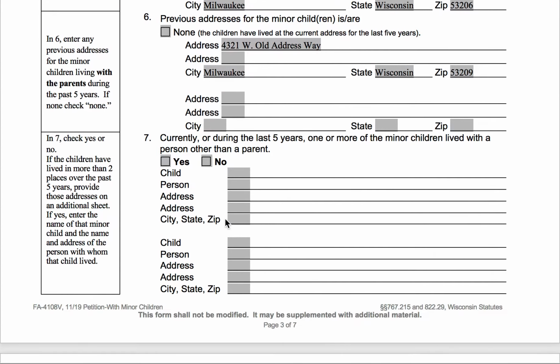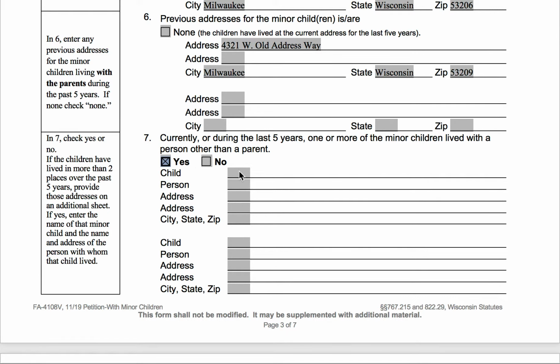Number 7 wants to know if currently, or in the last 5 years, any of the minor children have lived with a person other than the parent. So this doesn't include, like, if your mother lives with you, that doesn't count, or your friend lives with you. But they want to know, did they live with somebody other than a parent? So did they have a guardian, or were they living with their grandparents and the parents weren't there in the house? So if so, you'll check yes.